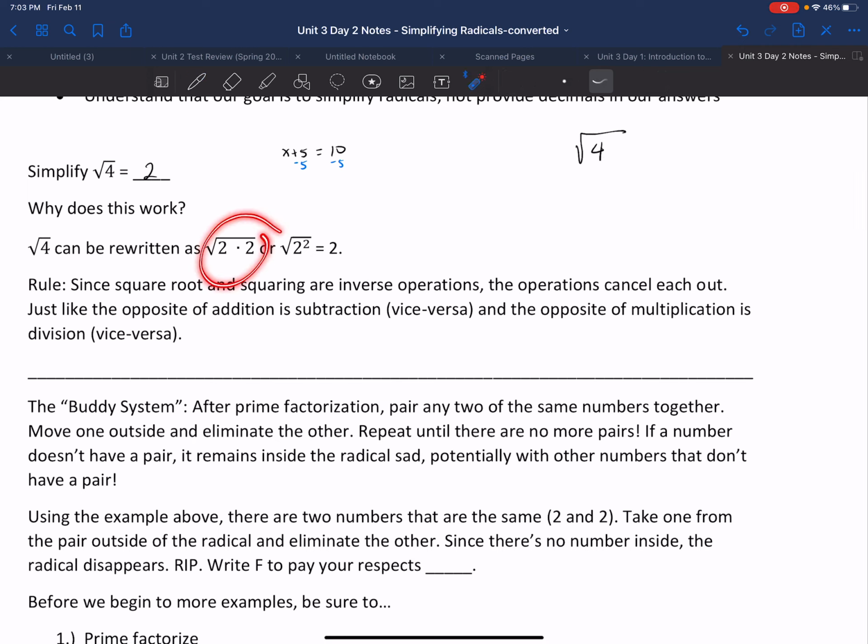Actually, don't look at this example. Look at this example. There we go. And I'm like, okay, two numbers that multiply together to give me 4, right? 2 and 2. And you see that I have two of the same numbers, so I'm going to go ahead and circle that. And I'm going to move only one 2 outside of the radical sign.